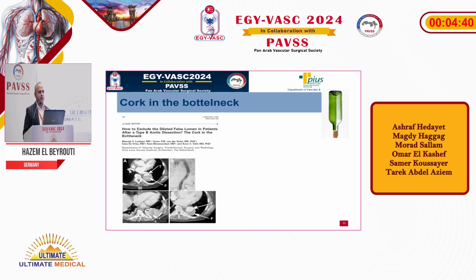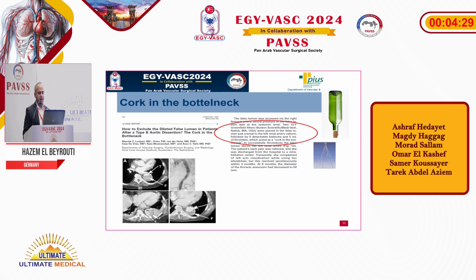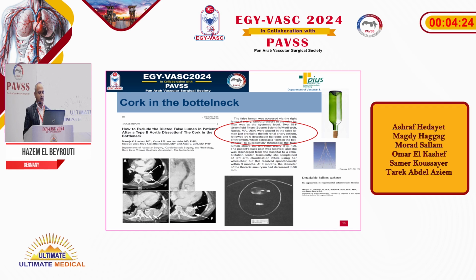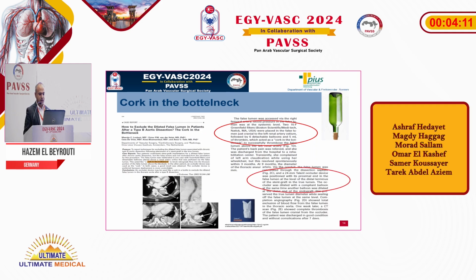In this report, 2 cases were described. In the first case, 2 Greenfield filters, 6 detachable balloons, and 5 thrombin injections were used in the abdominal aorta to occlude the false lumen, surprisingly above the left renal artery. In the second case, a 24 millimeter Talent occluder was implanted in the mid thoracic aorta.